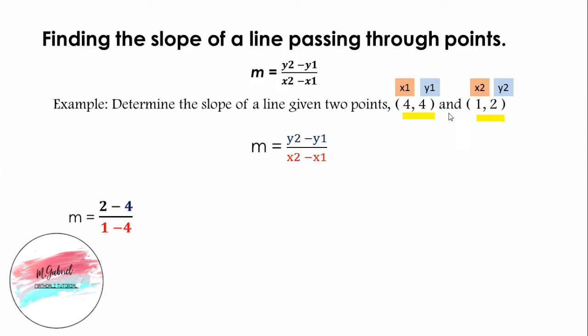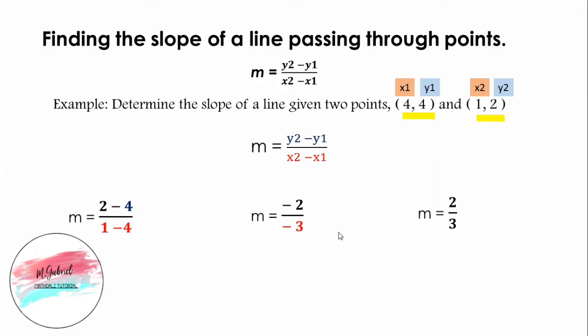Okay, so let us substitute the given values. Y sub 2 is 2 minus our y sub 1 which is 4. Then next, x sub 2 is 1 minus x sub 1 which is 4. So, 2 minus 4 that is negative 2 and 1 minus 4 that is negative 3. And then, negative 2 divided by negative 3, applying the rules of integers again, dividing same signs, it will be positive. That's why the slope is 2/3.